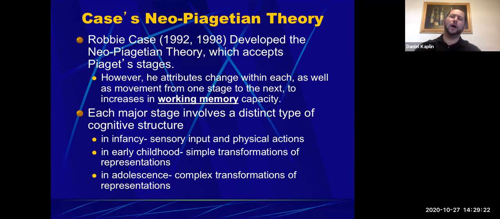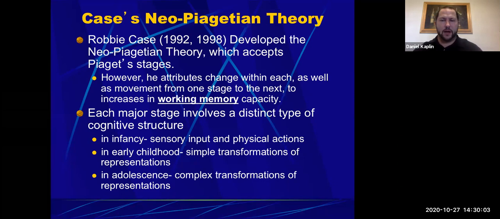So the first thing we need to know is that he accepts the general premise of Piaget's 4 cognitive stages of sensory motor, pre-operational thought, concrete operational thought, and formal thought. But how do we get change and transformation to move from one step to the next? Well, Piaget never answered that question. So according to Robbie Case, the answer is increases in working memory are responsible for the changes that happen within and between stages. All right.